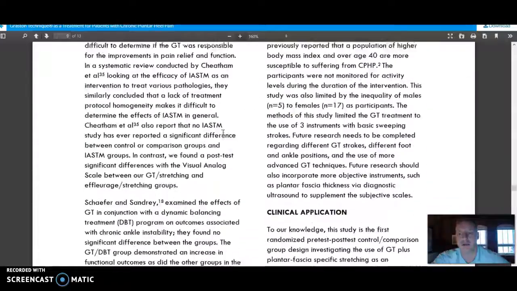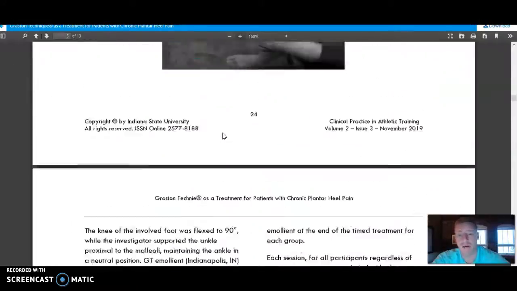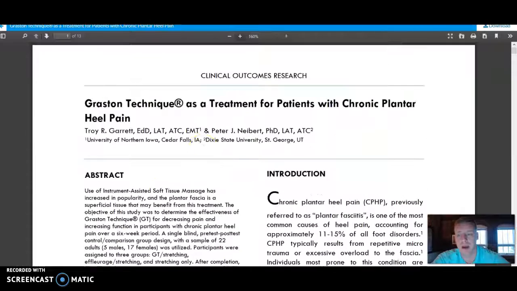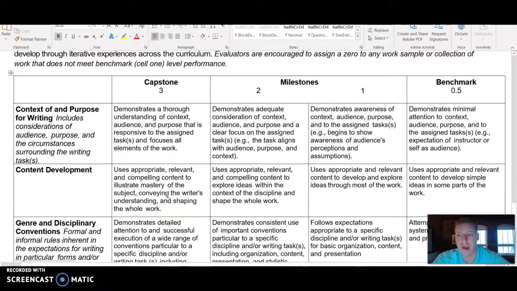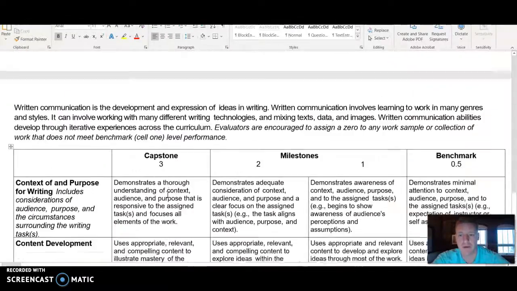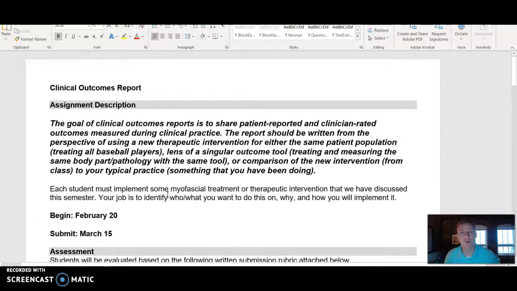This report is a little bit longer than what you'll probably turn in. I'm not providing you a word count or word limit like the last paper, but this is an individual assignment, so it should be something that's structured to your clinical practice. I will grade it on this scale down below. This is a written communication rubric. And the goal of this is to really share your clinical practice from an informed clinician perspective.